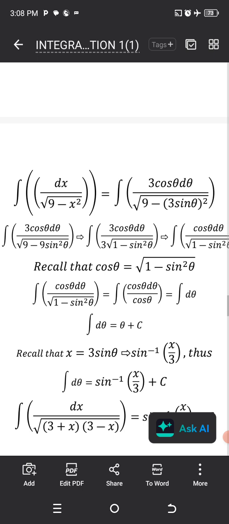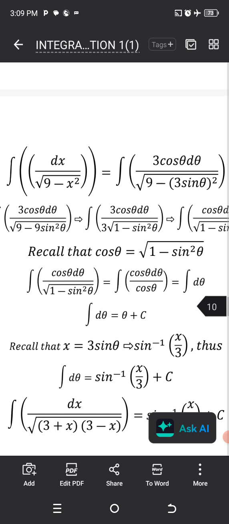Which implies the integral of cos theta d theta all over cos theta, because the square root of 1 minus sin squared theta is cos theta. So cos cancelling out cos, you are left with the integral of d theta, and you can easily integrate that one. The integration of d theta is theta. That is why you can see that the next line is theta plus c.